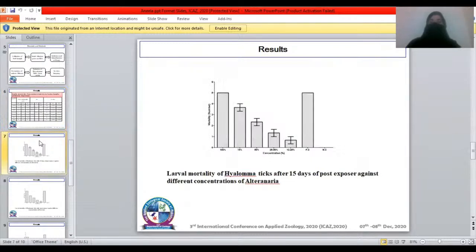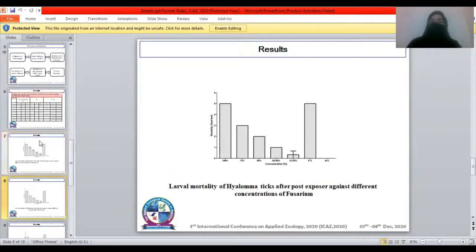This graph showed the larval mortality of Hyalomma ticks after 15 days of post-exposure treatment against different concentrations of Alternaria. Similarly, they show the highest mortality at 100% concentration and the lowest mortality at 12%. This graph shows the larval mortality of Hyalomma ticks after post-exposure against different concentrations.